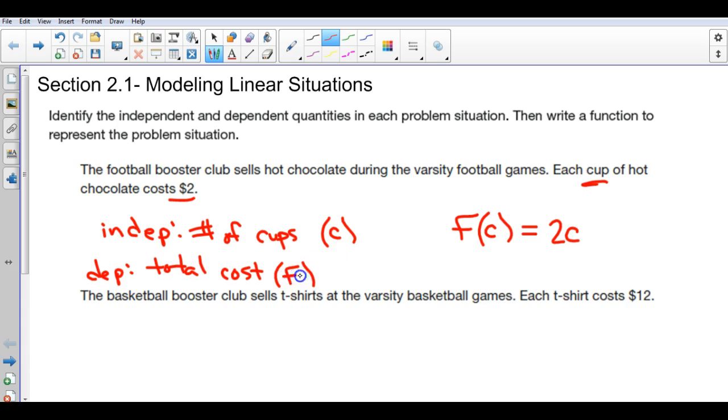And again, notice I'm just using any letters here for the variable. It doesn't matter. C works for cups. F has nothing to do with cost. It's just a letter, and that's the beauty of variables.